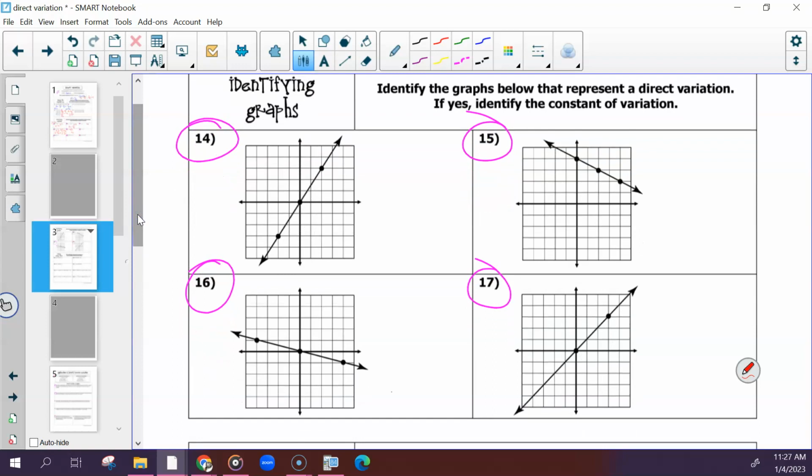For your graphs, they kind of take what we talked about already. It has to have the same k value between all of the points, kind of like your slope, and then it has to go through the origin. Does 14 do both of those things? Yes. It goes to the origin, definitely. If I'm counting up and over, this is 3 over 2, 3 over 2, so that value stays the same. So this would be a direct variation.